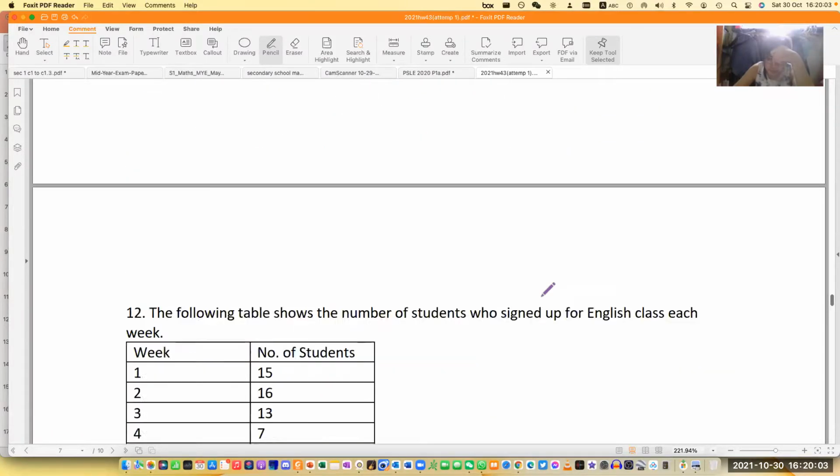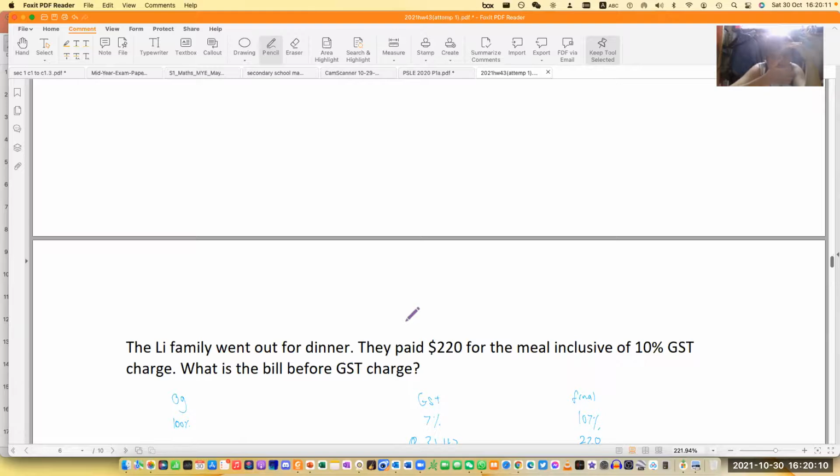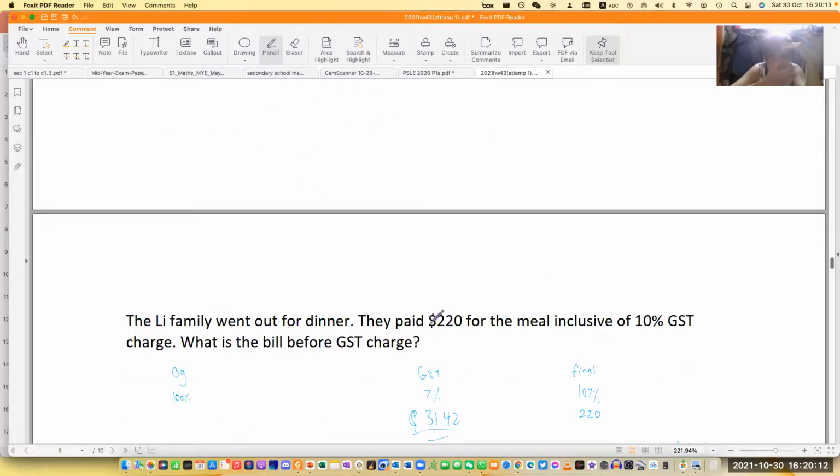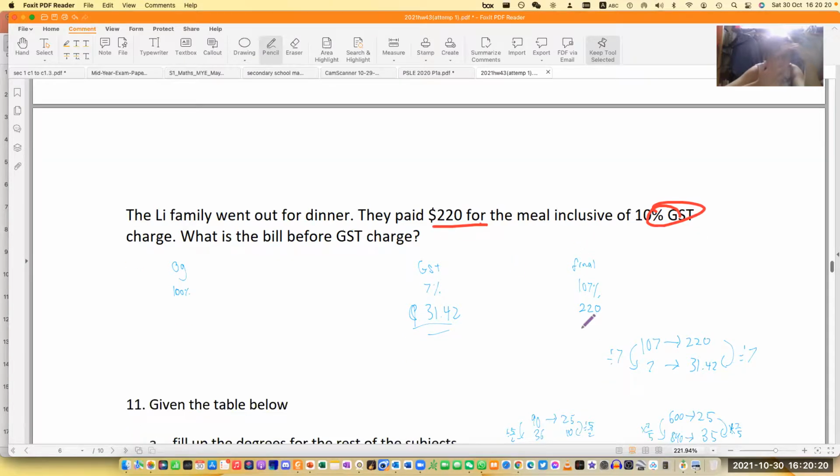This one looks good. This one is also a common question. This one is 220, then GST. I thought GST is 10%. How come you write 7%? Can you not see my GST is 10% here? How come you go and create your own GST? Can you see the 10% here or not?